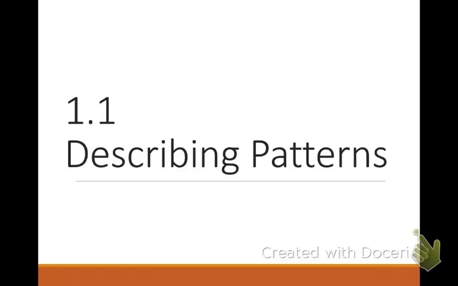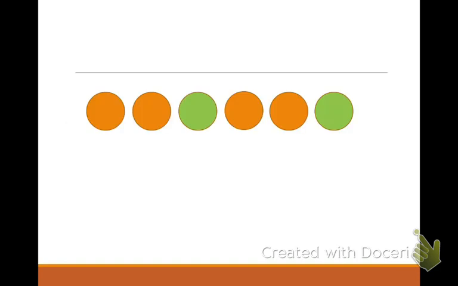Today we are going to be starting 1.1, describing patterns. I want you to look at this right here. You can see that there are 6 round circles. What colors do you see there?